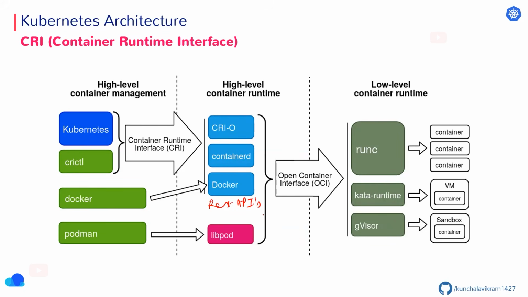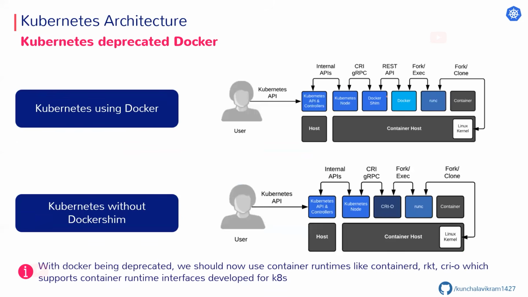Which is not supported by your kubelet. I mean, your CRI will not understand. So if I have a kubelet, I cannot use CRI to directly talk to Docker, because Docker is not implementing CRI specific APIs. It has its own REST APIs. So there is a protocol mismatch here: CRI uses gRPC, whereas Docker uses REST APIs.